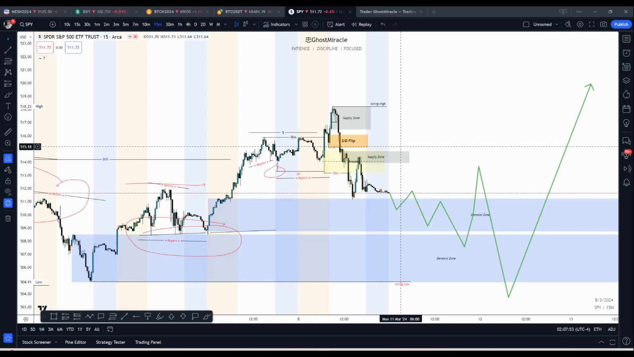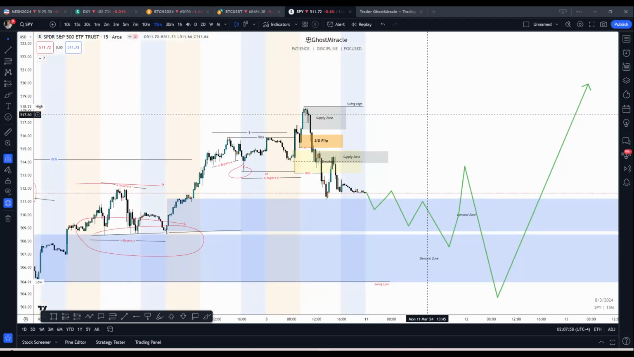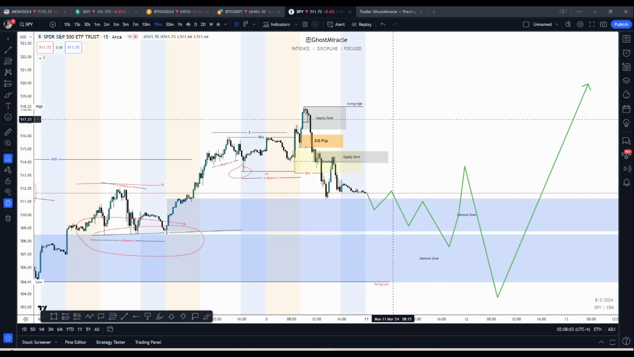Because M5 Choch is your M1 change of character plus internal break normally. So getting that M5 Choch is pretty significant on the lower time frame. But getting the M15 Choch is M5 change of character plus internal break. So that means that it's an M1. Technically, you could call it breaker structure if you want because of the size of the move.